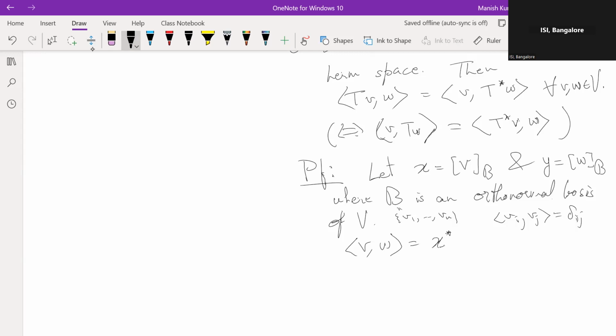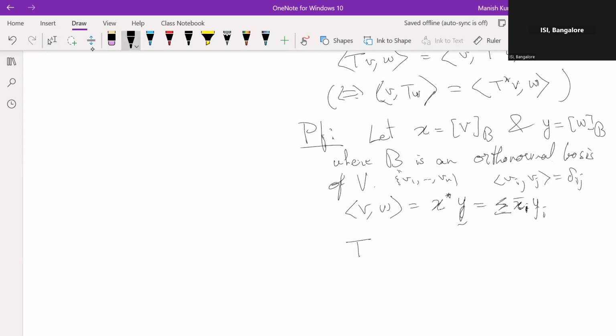X star Y. In other words, summation Xi bar Yi. I don't know if you said bar or not. I didn't hear. But Xi Yi summation Xi bar Yi. Right, this is what this thing is. But this is not what we want to compute. We want to compute TVW. So what is TVW?